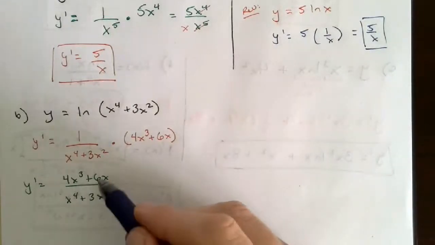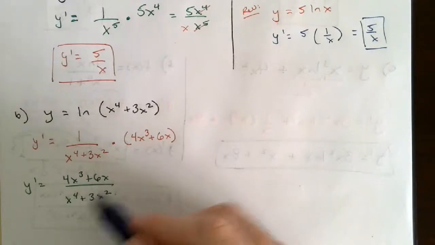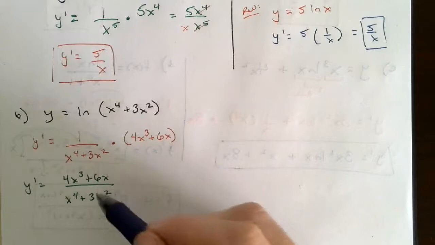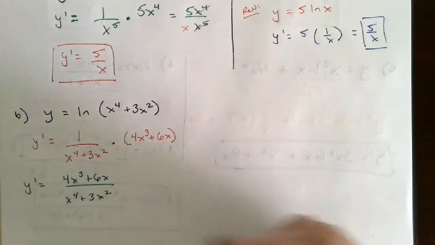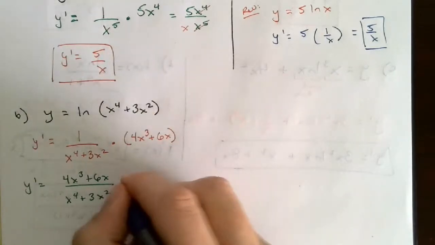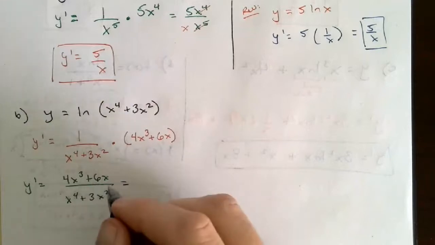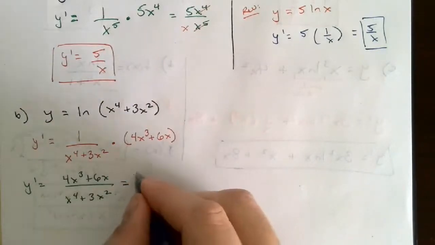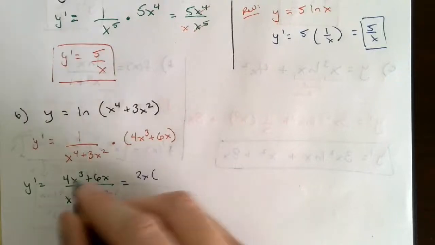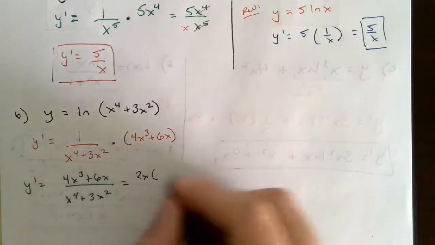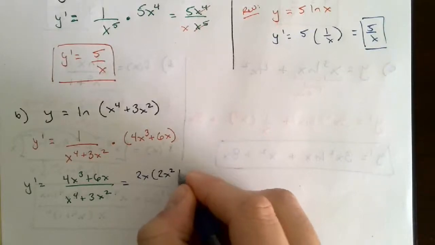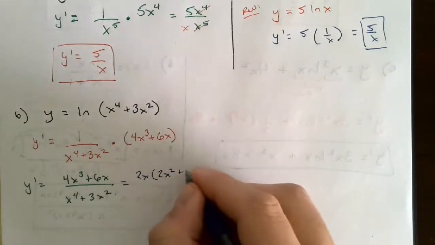What you can't do is start canceling right away. You can't cancel the 6 with the 3 or these x's with these x's, because remember, these are all individual terms. You only can cancel factors from the numerator and denominator that are the same. From the numerator, if I factor out a greatest common factor, I could take a 2x, and that would leave me with 2x squared, taking the 2x out of 4x cubed, plus 3, factoring the 2x out of 6x.